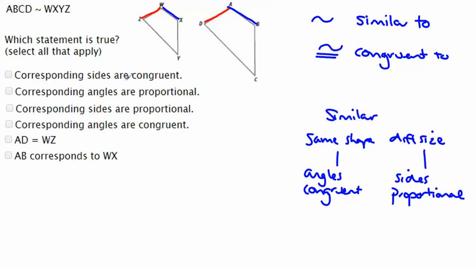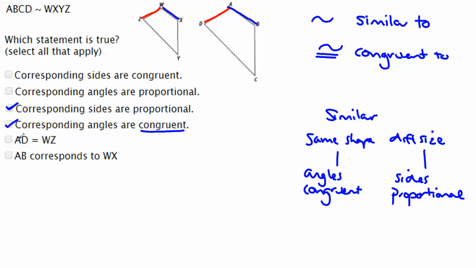Are the angles proportional? So that means, did I change the angles by a common factor? No, that is not true. It is sides that are proportional and angles that are congruent. The angles stay the same. That's what gives it the same shape. And then the proportional sides, that means you've used a multiplication factor on the sides.